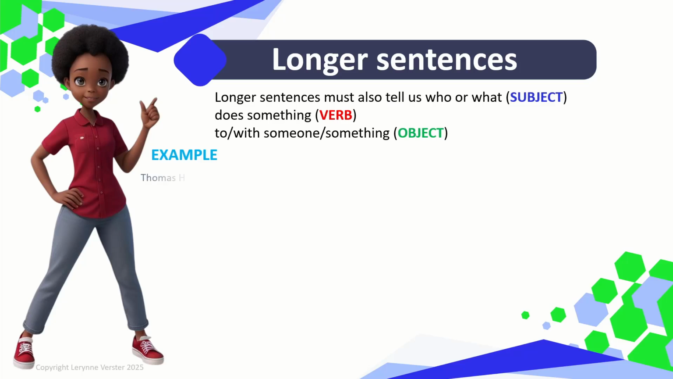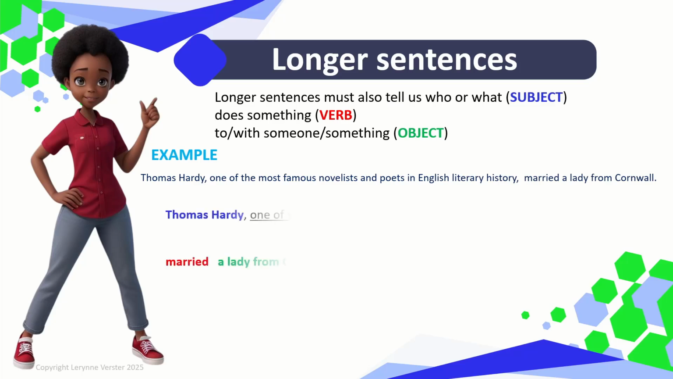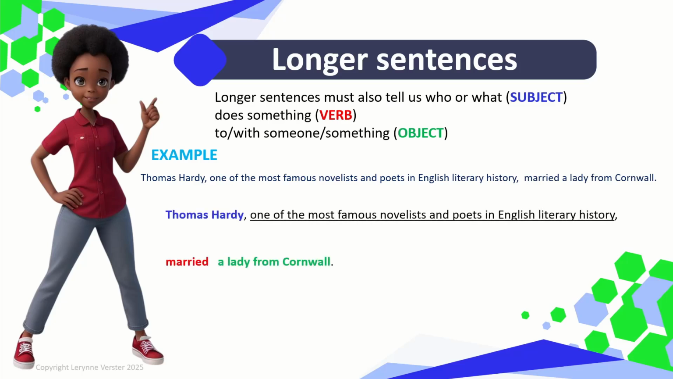Look at this example. Thomas Hardy, one of the most famous novelists and poets in English literary history, married a lady from Cornwall. Now let's find the subject, verb, and object. Who does what with or to someone or something? Who is this sentence about? Thomas Hardy. He is the subject. What did he do? Married. This is the verb. Whom did he marry? A lady from Cornwall. This is the object.